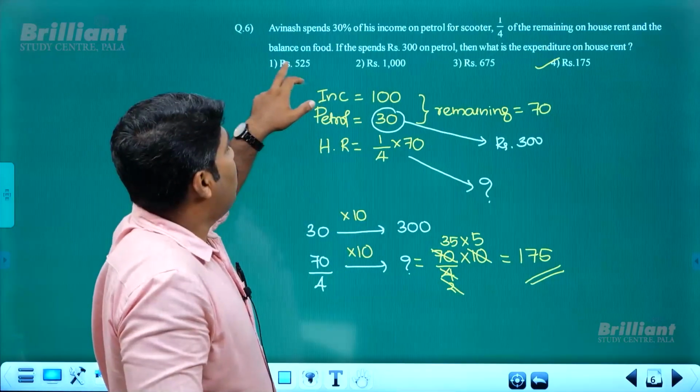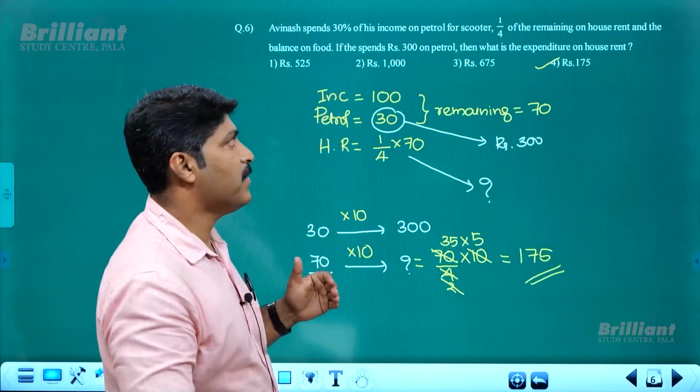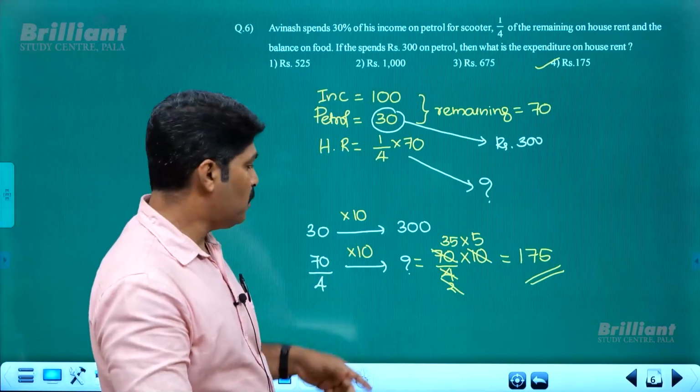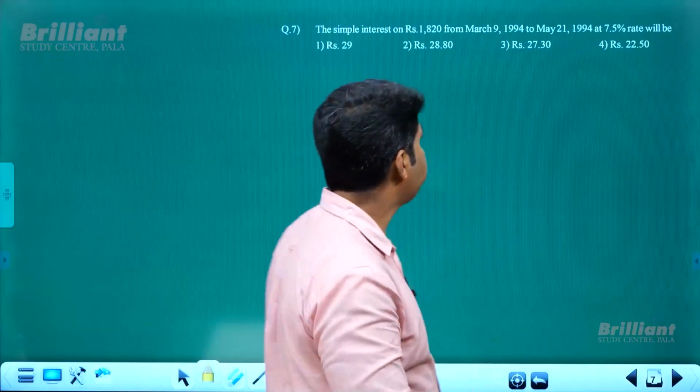And we don't want to waste our time finding out the amount he spent on food, because our question purely depends upon the amount he spent on house rent. Through this way, we can find out the amount he spent on house rent.